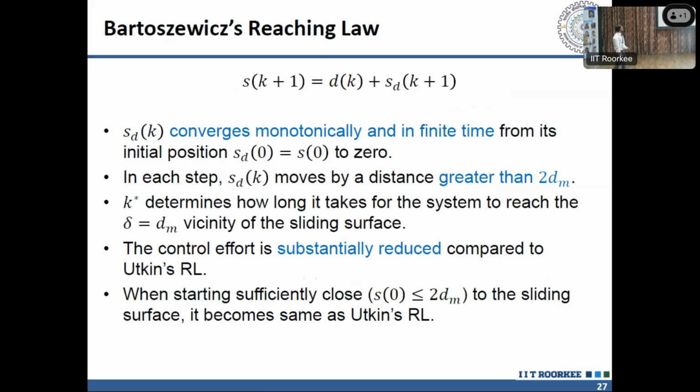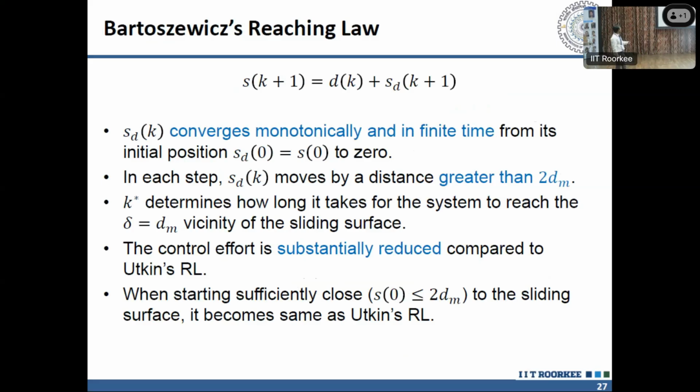What are the properties here? It converges monotonically in finite time from its initial position s_d0 to 0. This a priori function converges monotonically and in finite time to 0. We can set the a priori function to 0, not the actual sliding variable, but this dummy variable, which is the a priori function. And every time instant, it moves by a distance greater than 2 Dm.